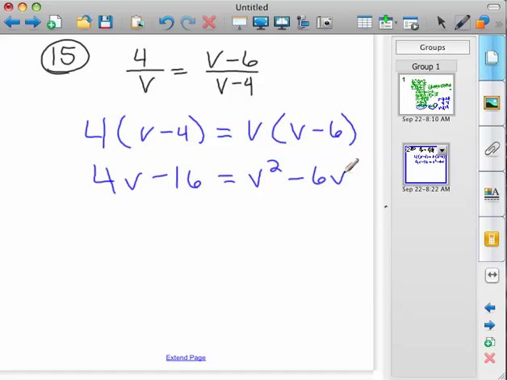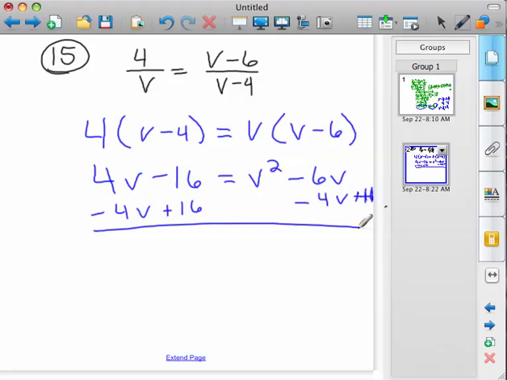Okay. And so we've got to move it either to the left or to the right so that we set it equal to 0 when you have a squared term for a variable. So I'm going to move everything to the right. So I'm going to subtract the 4v, minus the 4v. And I'm going to add 16 and add 16. Whoops, I'm out of room there. There we go. And so 0 equals v squared minus 10v plus 16.